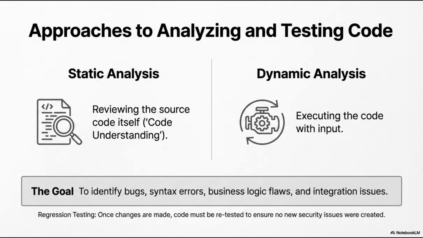Now, what are some approaches to analyzing and testing code? We have both static and dynamic. Static is where you review the source code itself. That is, you just read the code. Whereas dynamic is where you execute the code with a respective input. So you can see how the code security holds up when it's being run. The goal of both of these is to identify bugs, syntax errors, business logic flaws, and integration issues. And regression testing means that once changes are made, the code must be retested to ensure no new security issues were created.